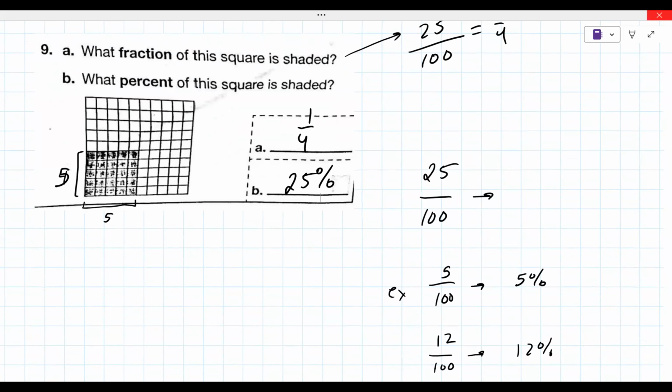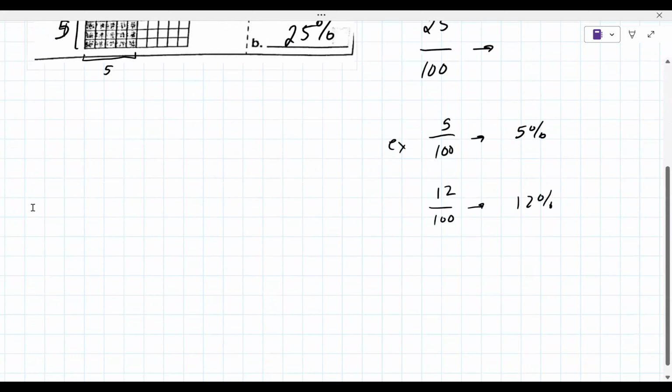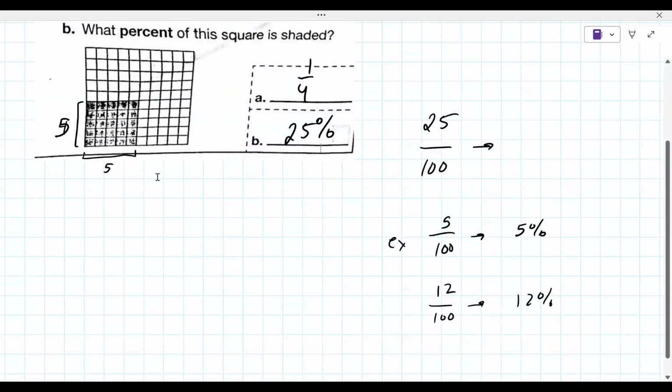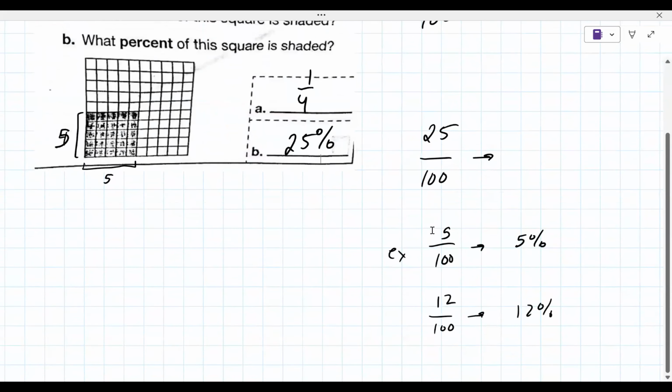All right, let me know when you get all this down, and we'll move on to another question. I'm done. Okay. Are you writing down the work as well? Yes. Okay.